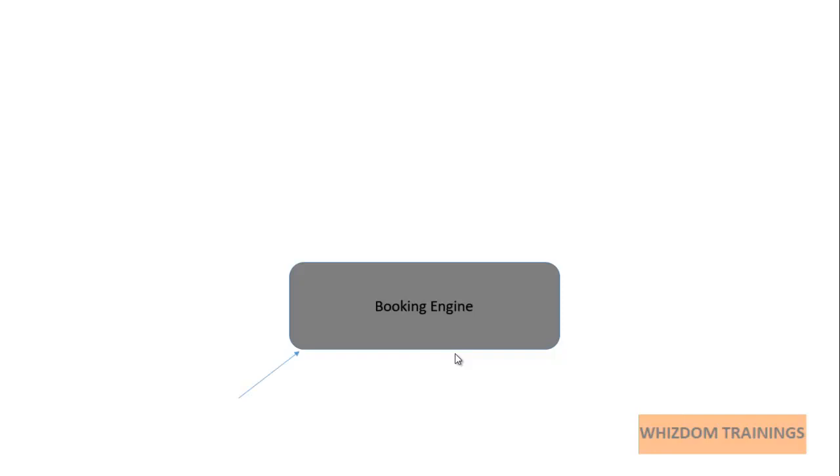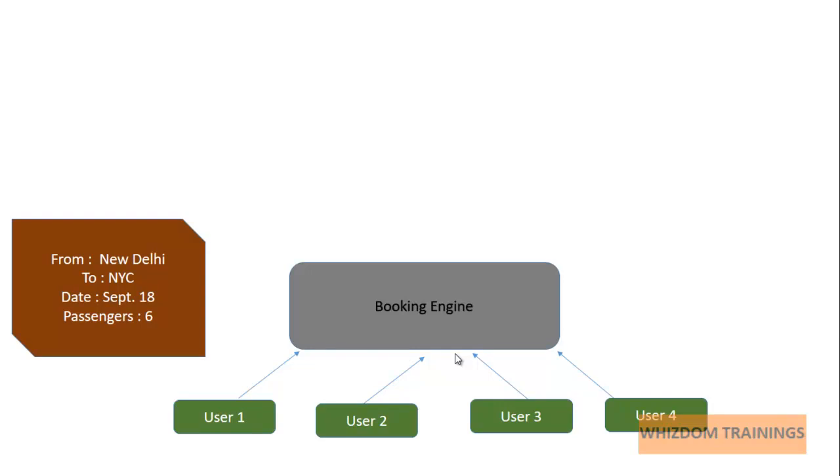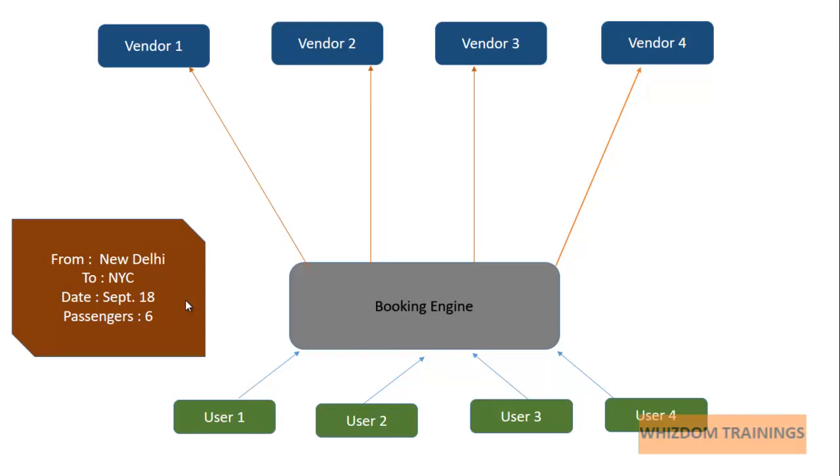So suppose this is our website and there are multiple users that come to this website. Everyone has different requirements. Suppose user 1 wants to book a flight from New Delhi to New York City on this particular date and with this number of passengers. What this booking website will do is send this information to different vendors. Do not get confused by the name vendors. These vendors are nothing but different airline websites.